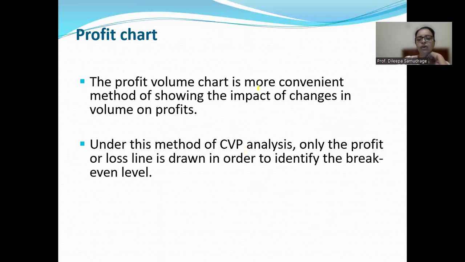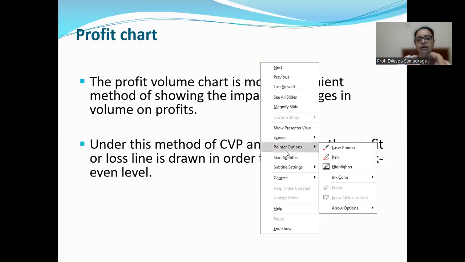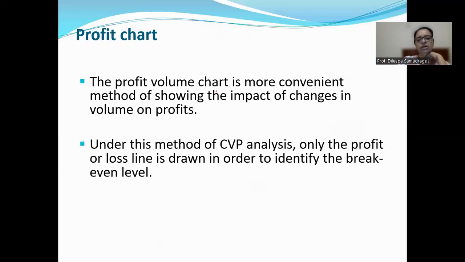So therefore, your graph should be presented like this, because you cannot show loss using this graph, because this is zero. Here you can show profit, but you cannot show loss in this graph. So therefore, you have to draw like this. This side loss, this side profit. Okay. So loss is here, profit is here, right?